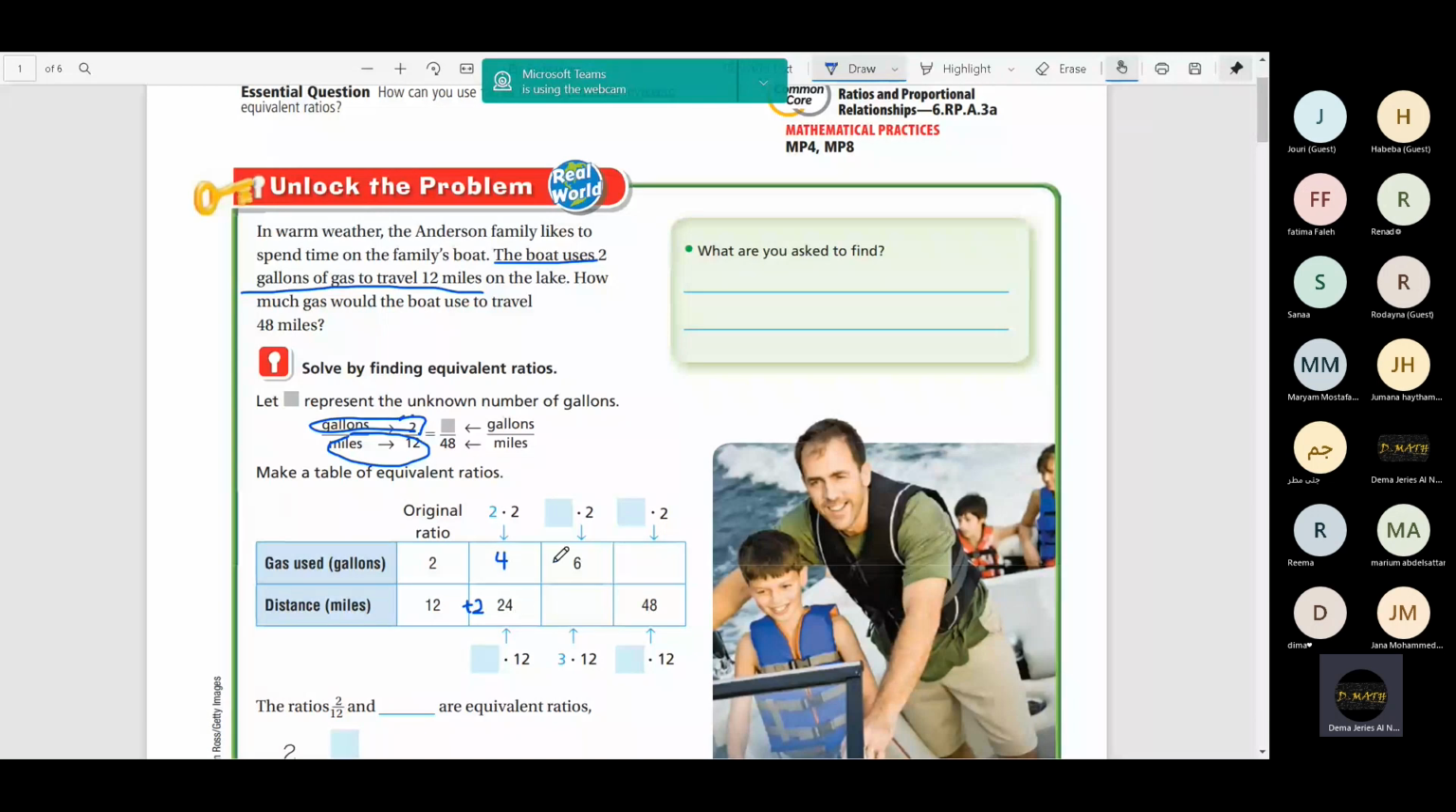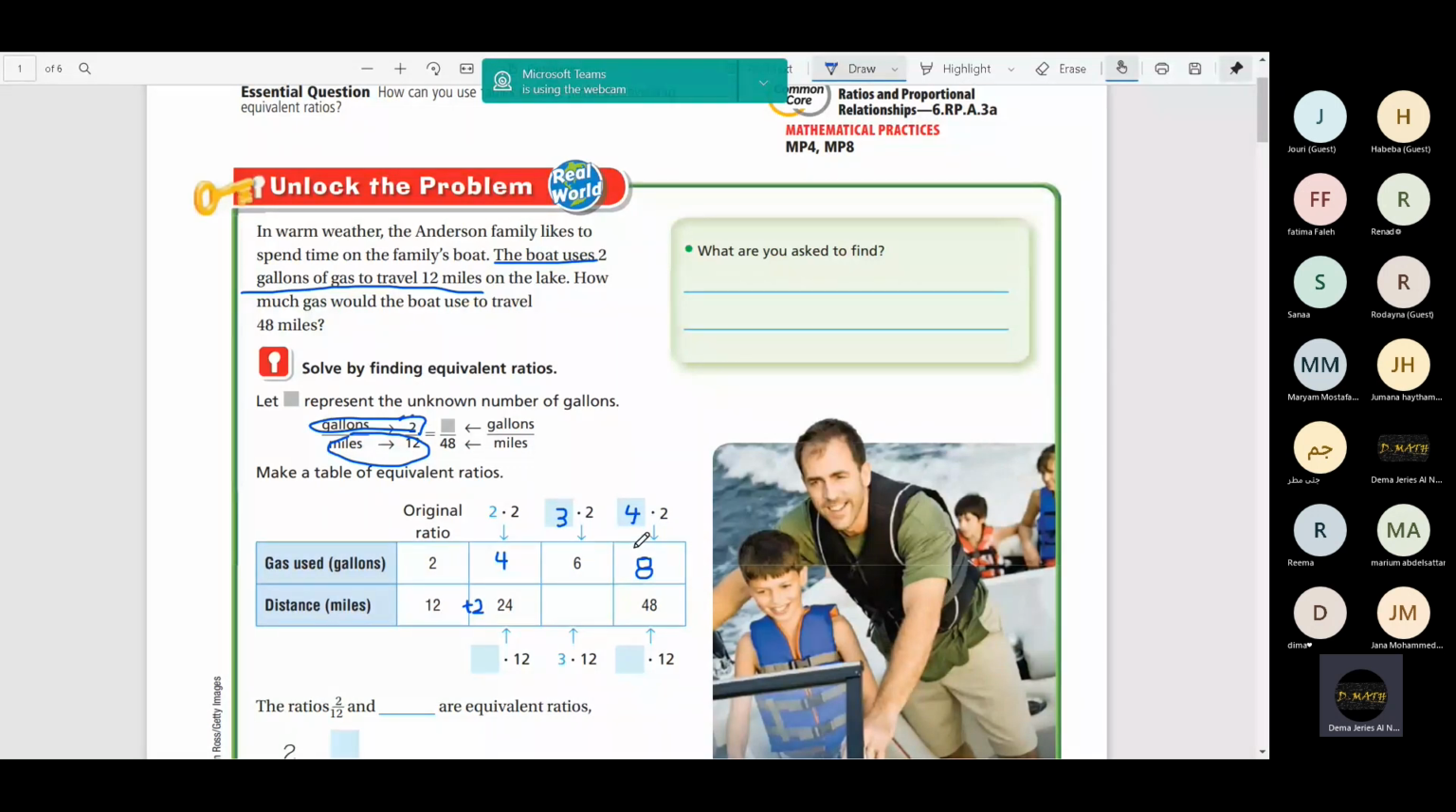By 6, how do you make it? No, I mean the original ratio here is 2. So here it's 2 times 1. 4, it's 2 times 2. 6, it's what? By 2 also. 1, 2, 3, and here it's going to be 4. By 2. And by the way, the table way is not complicated.